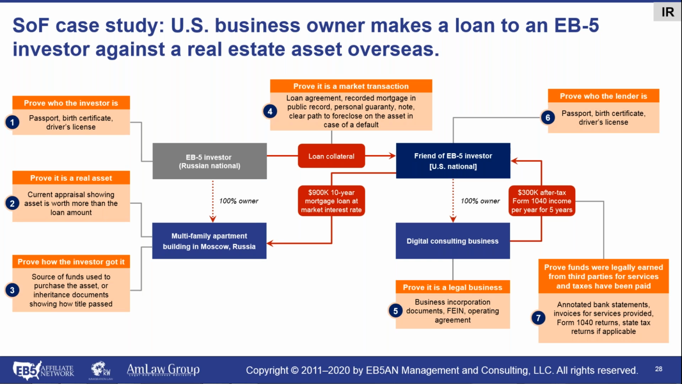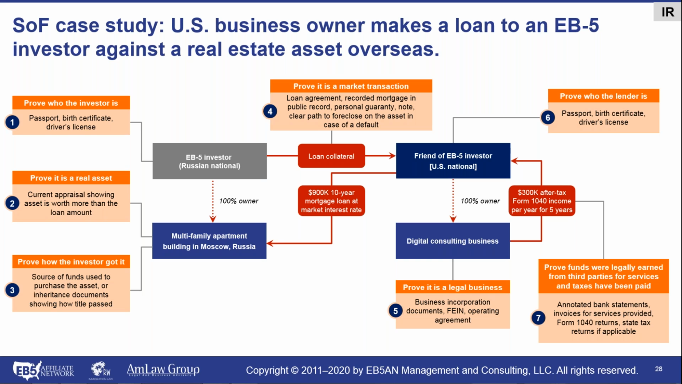Yep. So one thing before we dive into some of the specific documents, just zooming out to the big picture. If we look at the red boxes on the screen, generally what's happening here is there's a Russian investor who's a Russian national, and they happen to own an apartment building in Moscow. And they have a friend in the United States, a US citizen, and they own a consulting business.